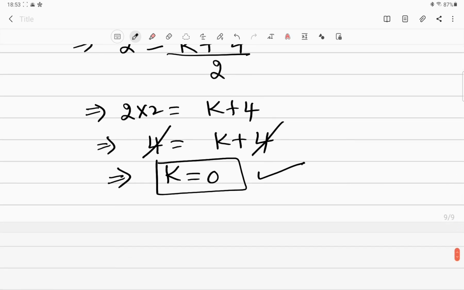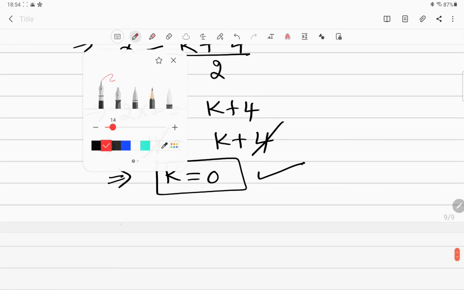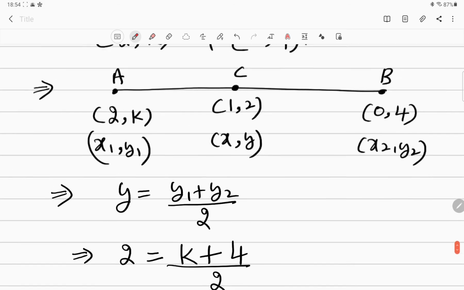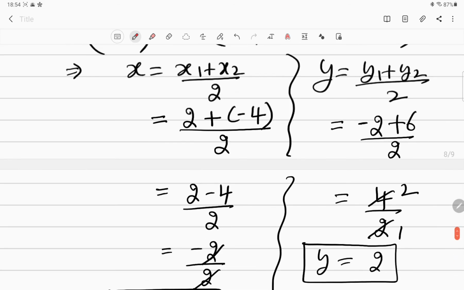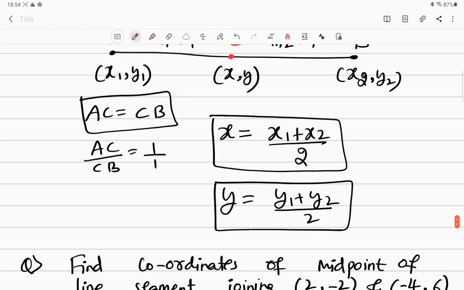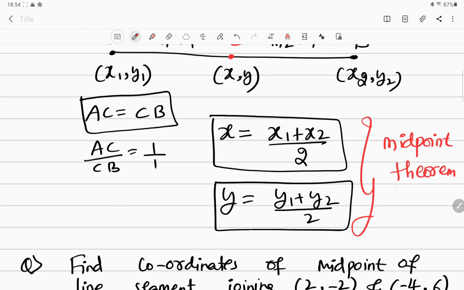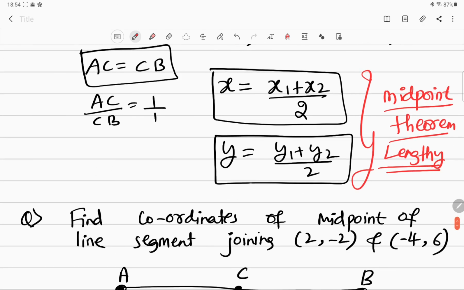All right, I hope you understood the midpoint theorem. Whatever values of x and y I have got are according to the midpoint theorem, which is very, very important, and it can also be used in the area of a triangle many times. In many long, lengthy questions this concept can be used, and you can definitely take help of it to solve those kinds of problems.